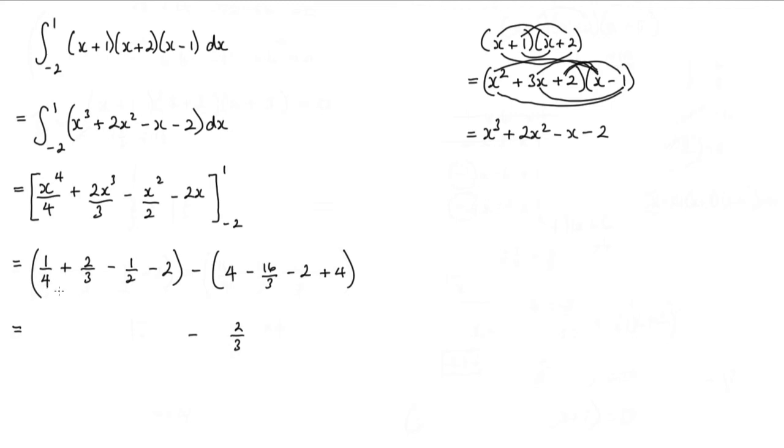And over here, well, I've got negative 2.5 plus a quarter. So negative 2.5 plus a quarter, well, that's negative 2 1/4. And we've got the plus 2/3. Now see, this 2/3 and this 2/3 would cancel, and we're left with negative 2 and 1/4.